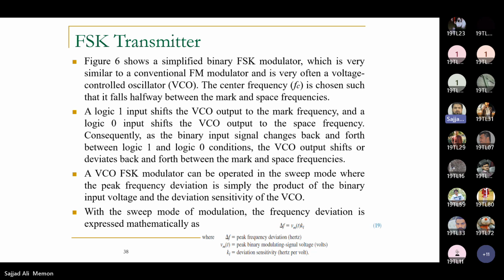The center frequency is chosen such that it falls halfway between the mark and space frequencies. A logic 1 input shifts the VCO output to the mark frequency, and a logic 0 input shifts the VCO output to the space frequency. So that is the logic followed in FSK. Consequently, as the binary input signal changes back and forth between logic 1 and 0, the VCO output shifts or deviates back and forth between the mark and space frequencies.